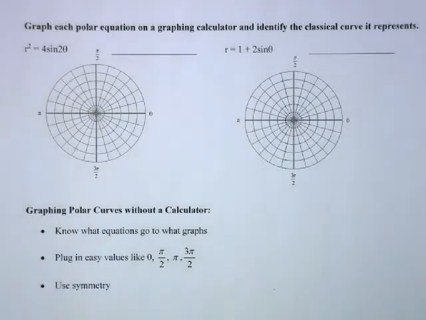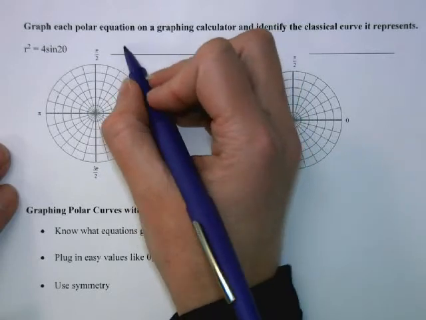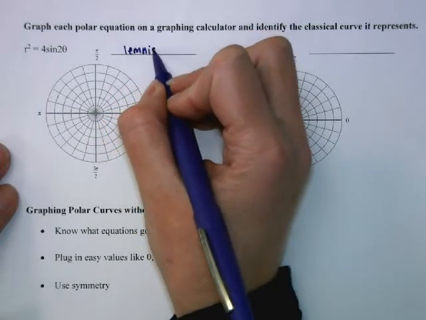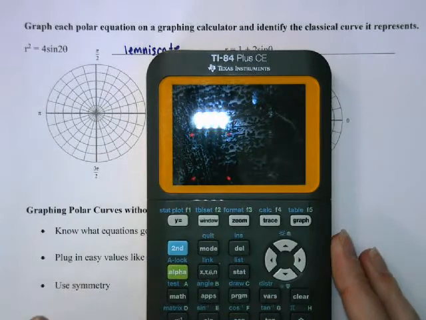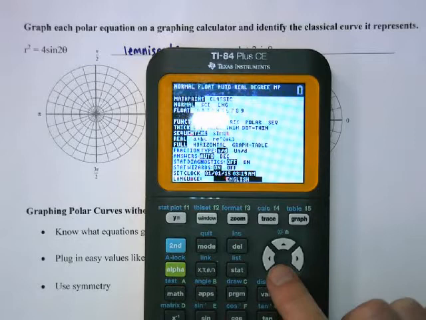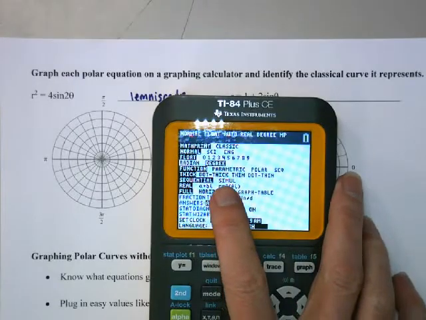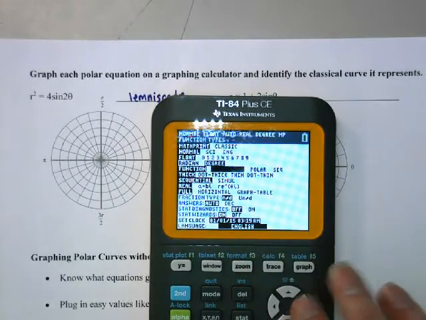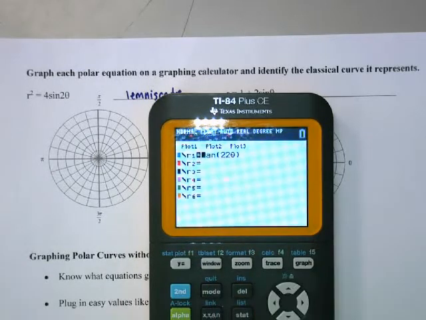Okay, now I'm going to show you how we can do these graphs on a graphing calculator. So I've got r squared equals 4 sine 2 theta. First we'll identify the type of graph, which is a lemniscate. On our calculator, we're going to go to mode. We're going to stay with degree mode because that's easier. Now if we go to function, last unit we talked about parametric. Now we're going all the way over here to polar mode.